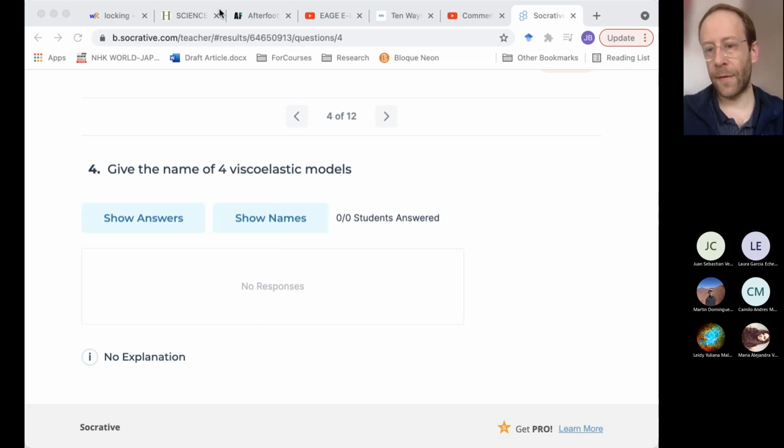Yes, burger or burgers, exactly. Burgers model, that's one of them.